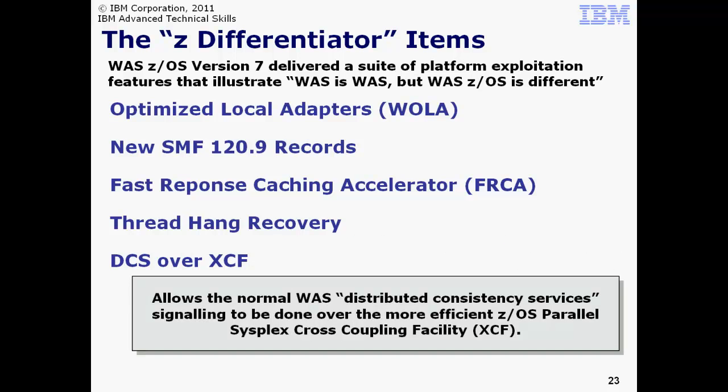The last item is called DCS over XCF. WAS on all platforms has a heartbeat and signaling mechanism that keeps the WAS system aware of its environment. By default, that signaling is done over TCP. The z/OS Parallel Sysplex environment offers a very efficient signaling transport called Cross-System Coupling Facility, or XCF for short. This new feature takes the DCS signaling and moves it off TCP and onto XCF. The result is a lower CPU usage, particularly for larger WAS topologies.